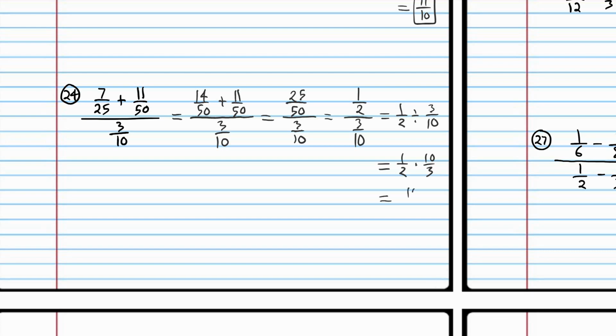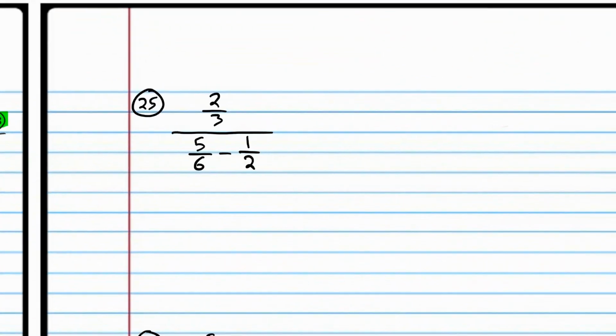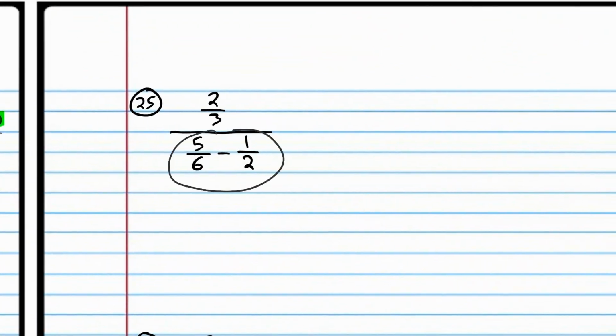One times 10 is 10. 2 times 3 is 6. Divide both sides by 2, and you get 5 over 3. So if you got 5 over 3, good job. All right, same situation, but now we have subtraction. No big deal. Get a common denominator, combine these fractions, and proceed as usual. Try 25, and when you come back, we'll do it together.